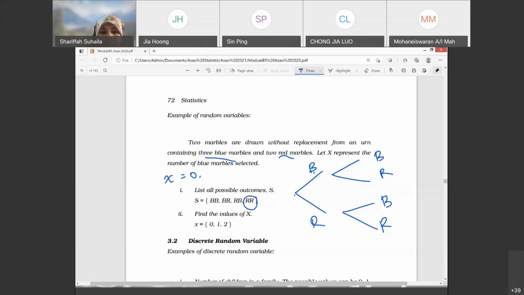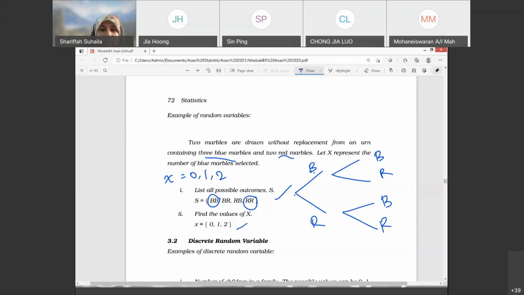Or both are blue marbles. So 0, 1, 2. That is your values. Your x is equal to 0, 1, and also 2. So again, your possible outcome, you list all the sample space. This is your values. Your small x is 0, 1, 2.